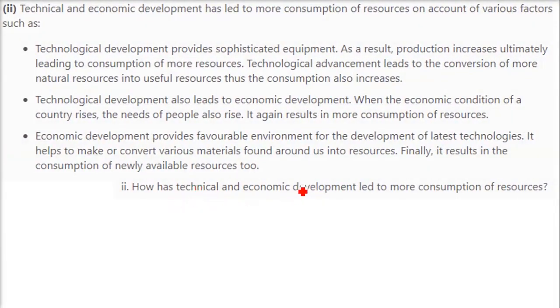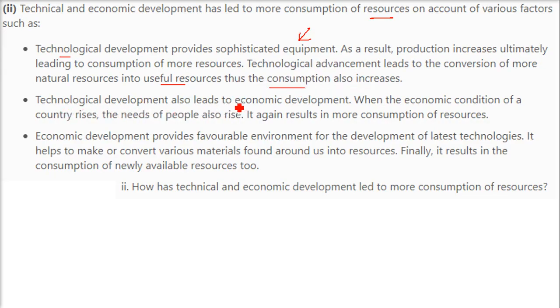Next question: how has technical and economic development led to more consumption of resources? Whenever there is a demand, that is consumerism. People are asking, so we are producing. So technological and economic development has led to more consumption of resources. There are various factors. First, technological development provides sophisticated equipment. Now we have state-of-the-art equipment. Because of this, production increases, ultimately leading to consumption of more resources. This technological advancement leads to the conversion of more natural resources into useful resources. Therefore, the consumption of resources has increased manifold.